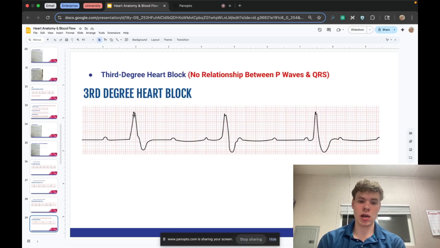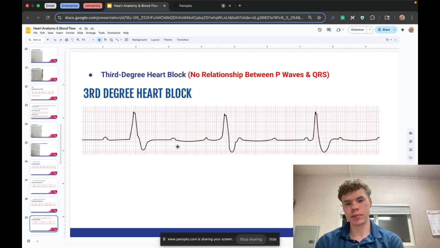Because at this rate, this person's heartbeat is around 30 beats per minute, just in this rhythm right here. And 30 beats per minute is not good. It's not going to help you perfuse, right? So this person would need to be paced to help increase the heartbeat, right? And they might need a pacemaker as well.